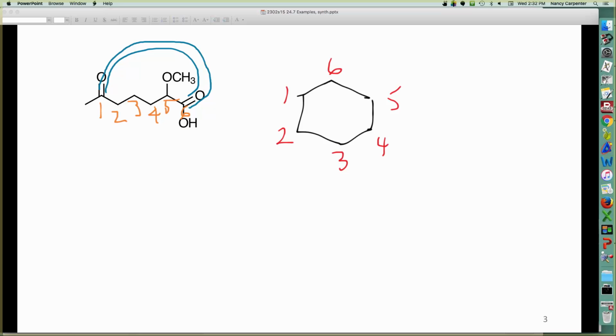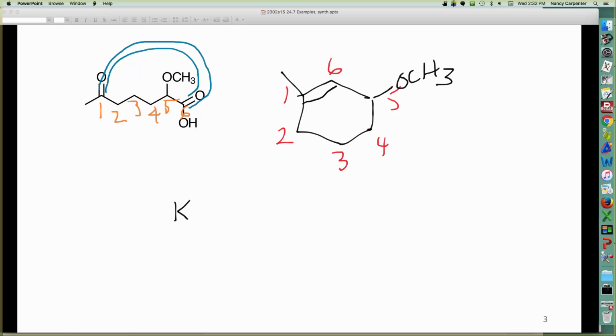Carbon 1 had the carbonyl on it, so between carbon 1 and carbon 6 is going to have to be my double bond. Carbon 1 also had a methyl group on it. 2, 3, 4 were all CH2s. 5 had the OCH3 on it. And then 6 again is where we're going to cleave our starting material. And what we need to pay attention to here is the fact that this is a carboxylic acid. So that means in my cleavage reaction I need to use the conditions that will give me the carboxylic acid, not the aldehyde. So I have two choices.